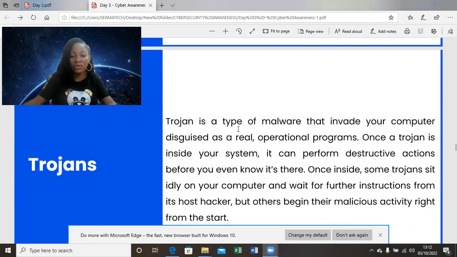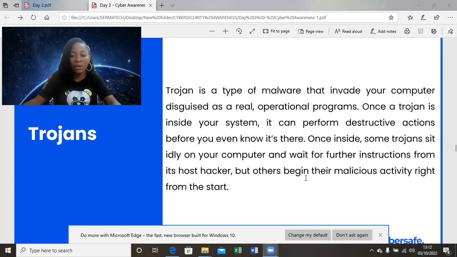Now we have Trojan. A Trojan is a type of malware that invades your computer disguised as a real operational program. Once a Trojan is inside your system, it can perform destructive actions before you even know it is there. Once inside, some Trojans sit idle on your computer and wait for further instruction from their host hacker. The others begin their malicious activity right from the start. I'm sure we know where Trojan comes from.